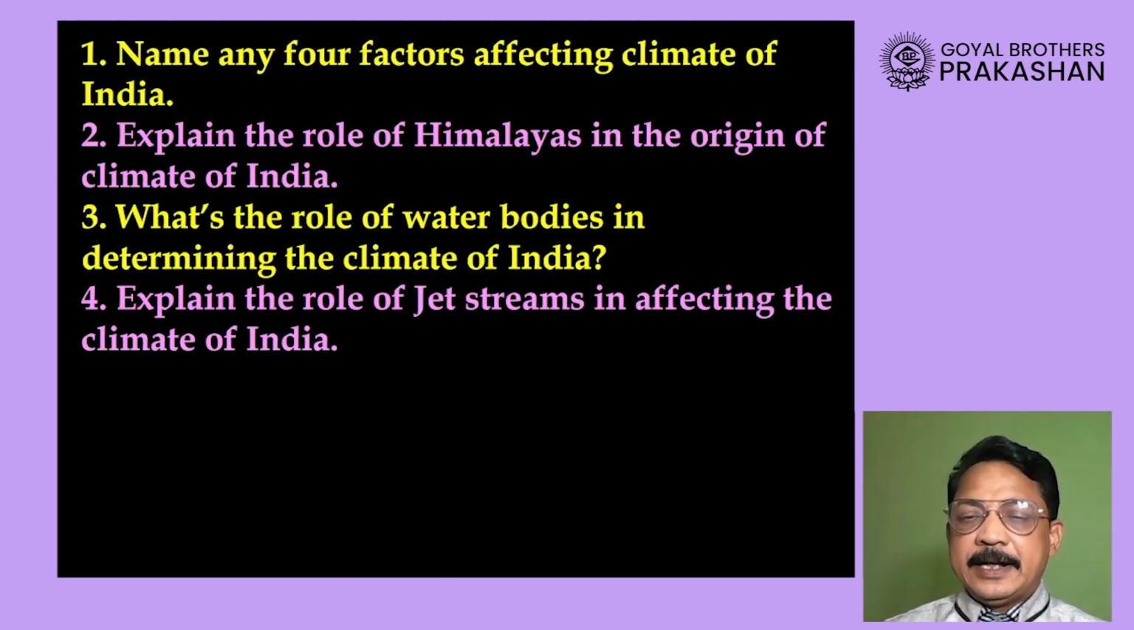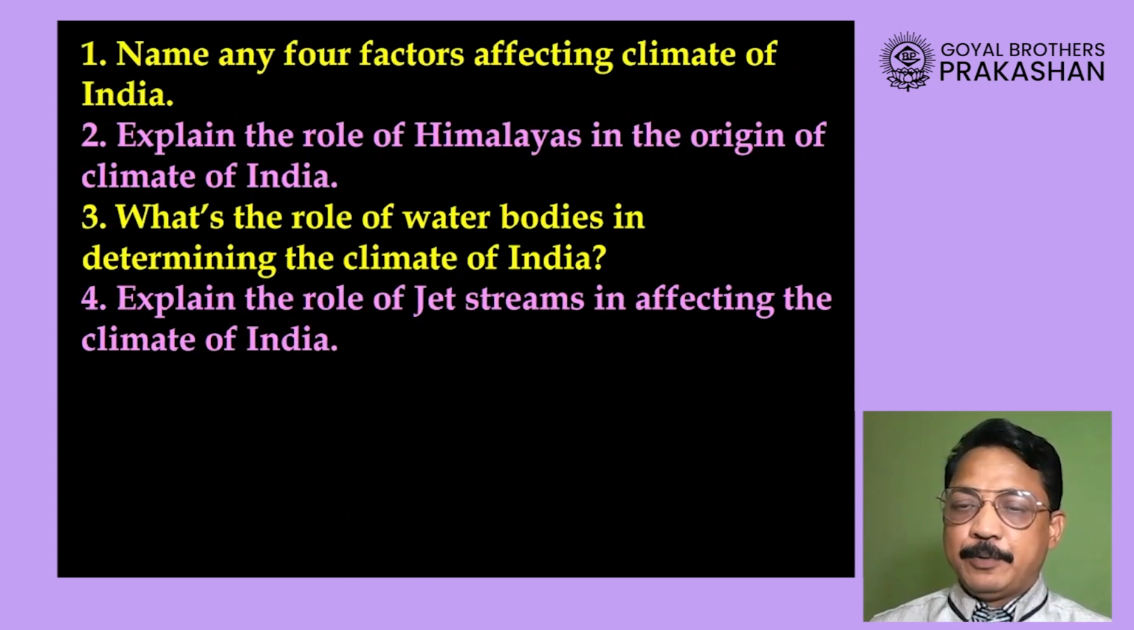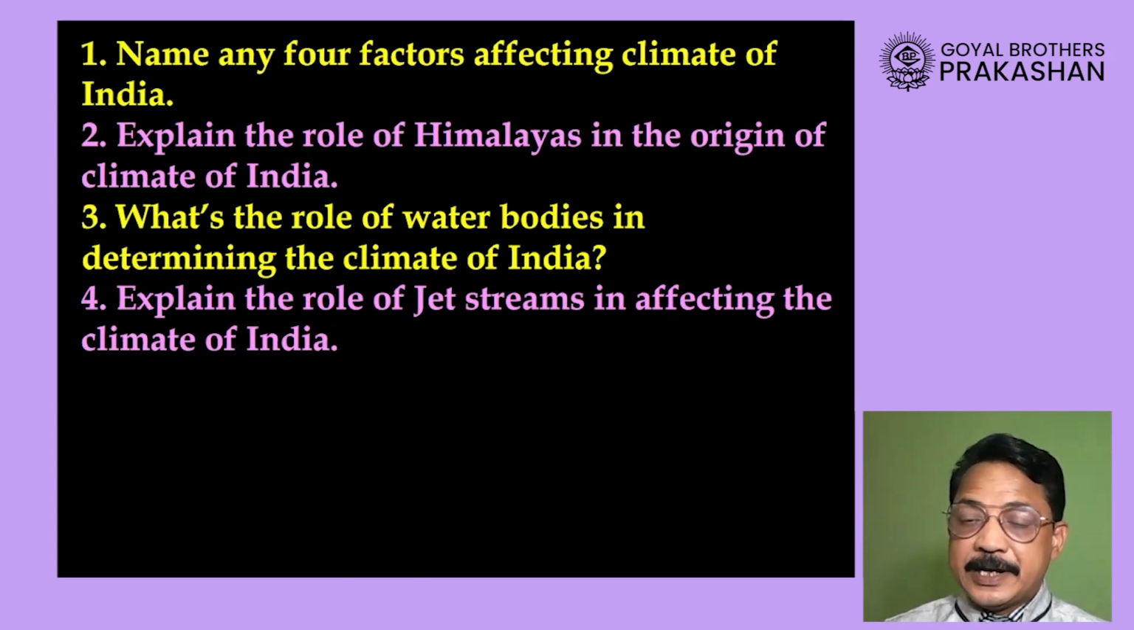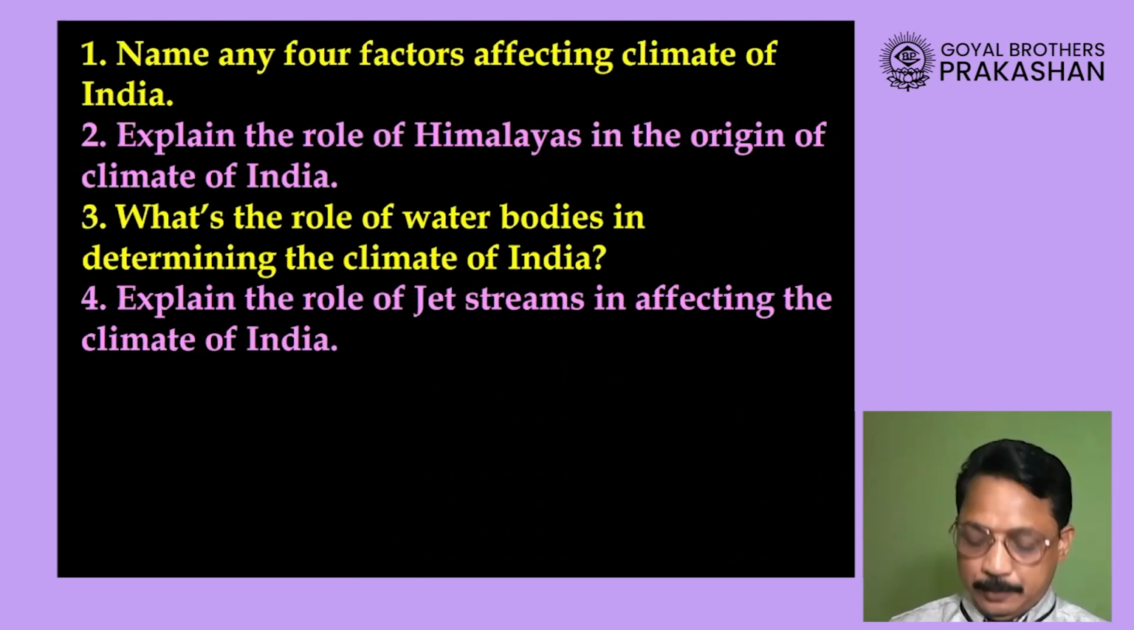Okay, whereas easterly jet streams create favorable conditions for the origin of the monsoon in India, and they also play an important role in deciding the arrival and departure of the monsoon in India. Okay, now please remember, you will have to write them point wise, point 1, point 2, that way.